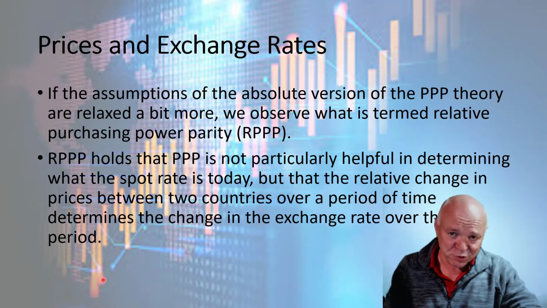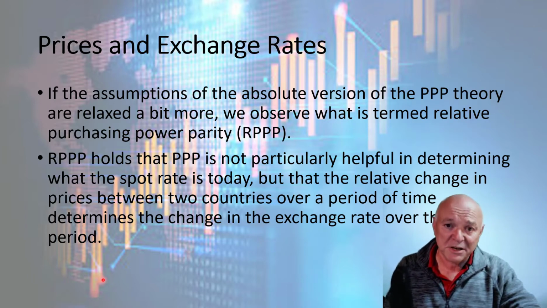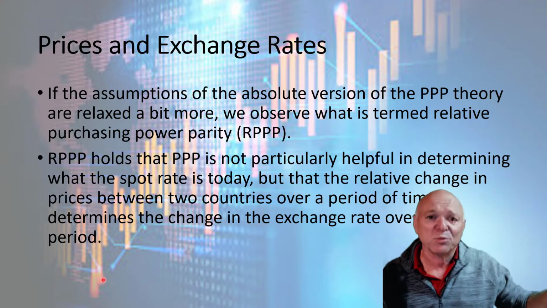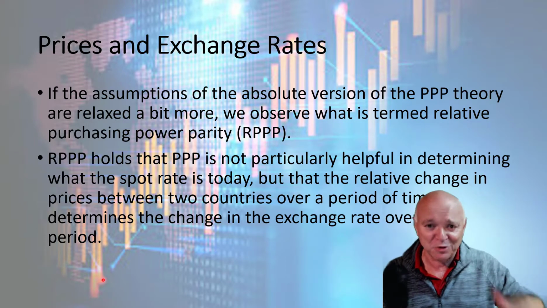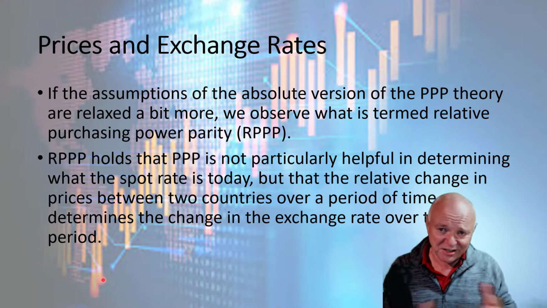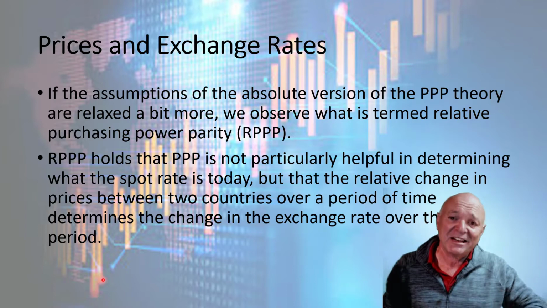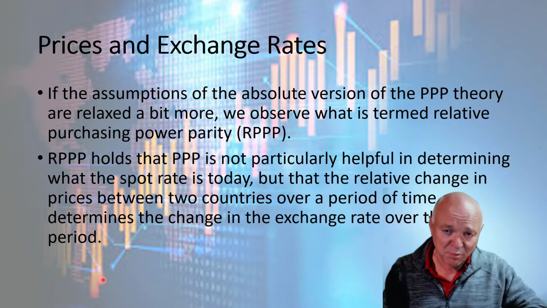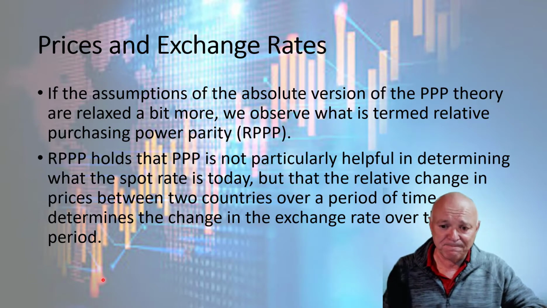The absolute version we know doesn't really work because we do take a look at that Big Mac index year to year, and we always see Switzerland on the top, and we always see India on the bottom, where we'd expect to see the rupee appreciate and the Swiss franc depreciate, and it just doesn't happen. So instead we take a look at something called the relative purchasing power parity, the rebasing that we used at the very beginning when we took a look at the Japanese yen.